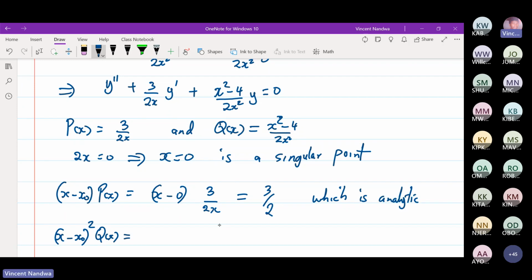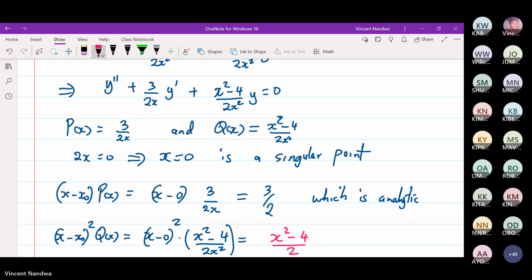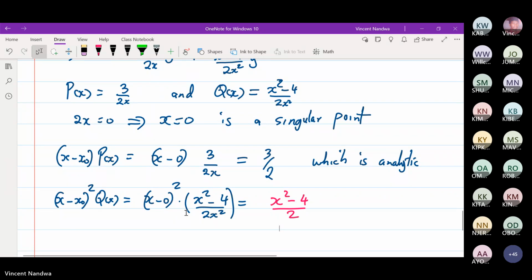And then x minus x naught squared times Q is x minus 0, which is our value for the singular point, and then we multiply by x squared minus 4 over 2x squared. What will that give us? X squared minus 4 over 2. Correct. Is it analytic? Yes, so this is also analytic. Remember, we will have problems if there was an x in the denominator, but there's no x in the denominator. It's just a half x squared minus 2. So that's a differentiable function, even for all x, not just at 0.